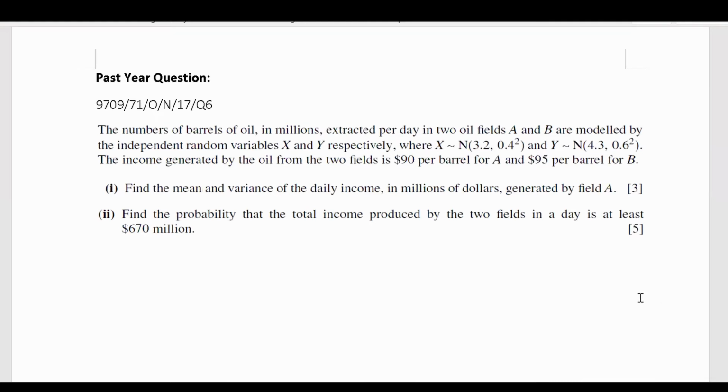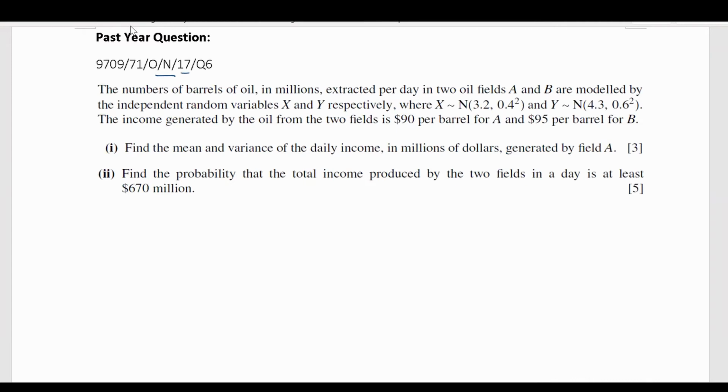This is one of the partial questions from October-November 2017, variant 7.1, question 6. The numbers of barrels of oil in millions extracted per day in 2 oil fields, A and B, are modeled by the independent random variables X and Y respectively. X follows a normal distribution, and Y also follows a normal distribution. The income generated by the oil from the 2 fields is 90 per barrel for A and 95 per barrel for B. For part 1, we need to find the mean and variance of the daily income in millions of dollars generated by field A. Let's define capital I as the income generated in millions of dollars by field A.